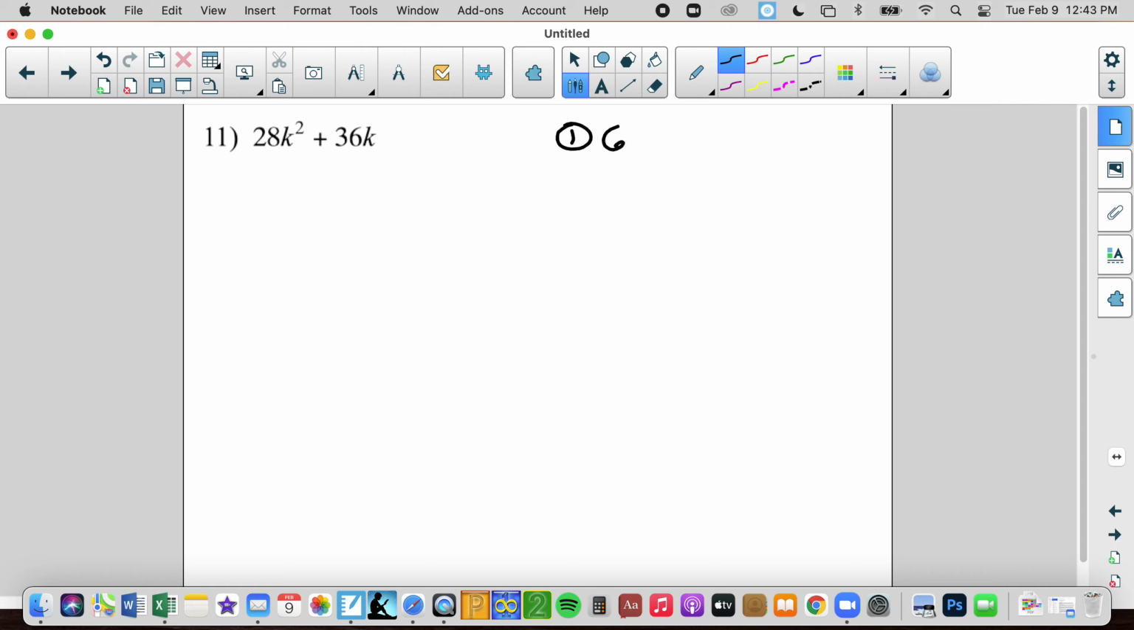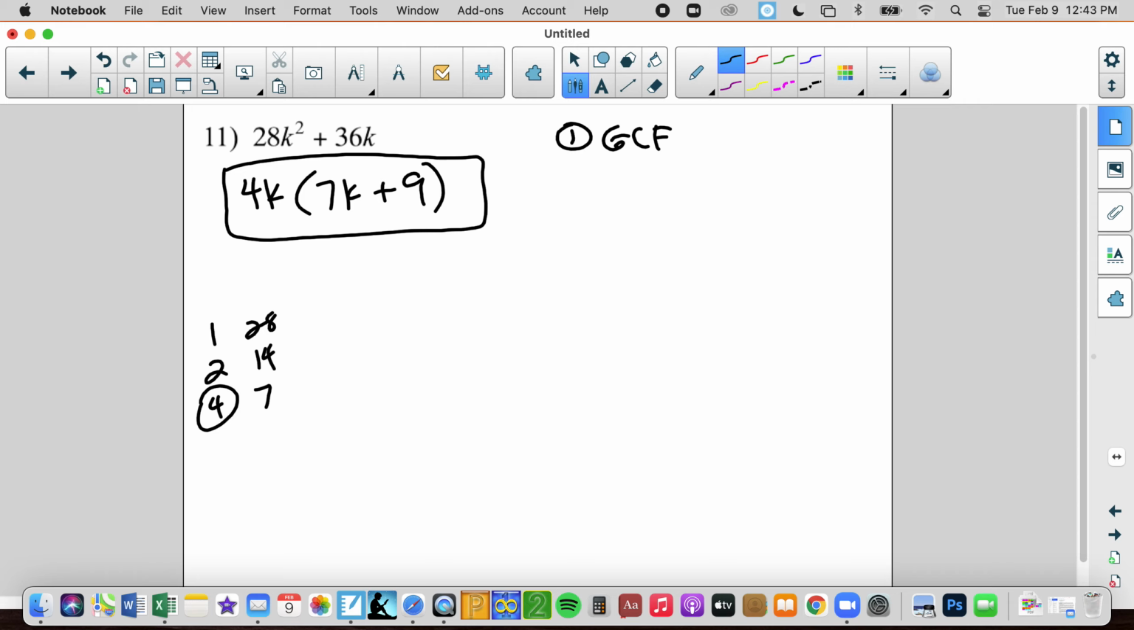Again, GCF, 28 and 36. 1 and 28, 2 and 14, 4 and 7, 5 no, 6 good. All right, so what goes into 36? 4 goes into 36. So if I factor out a 4k, that leaves me with 7k plus 4 goes into 36 9 times. And there's no common factor between 7 and 9. And not the difference of squares, so that would be my answer.